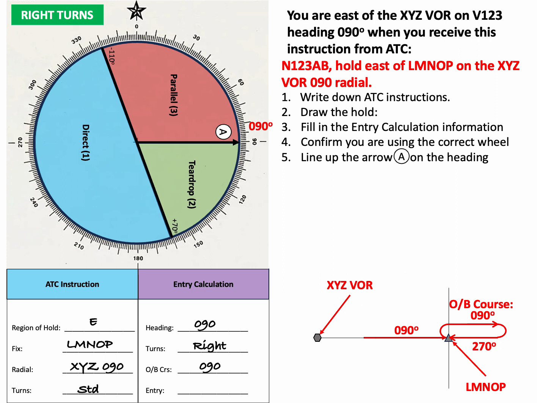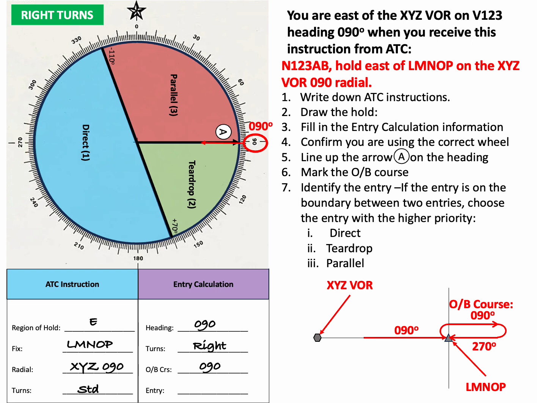The next step is to mark the outbound course, which is also 090. You can see that this outbound course is directly on the line between teardrop and parallel entry. This is where the order of priority comes in. The teardrop entry takes higher priority over parallel entry, so the correct hold entry is teardrop. Write teardrop in the last entry calculation line, and there's your answer once again.